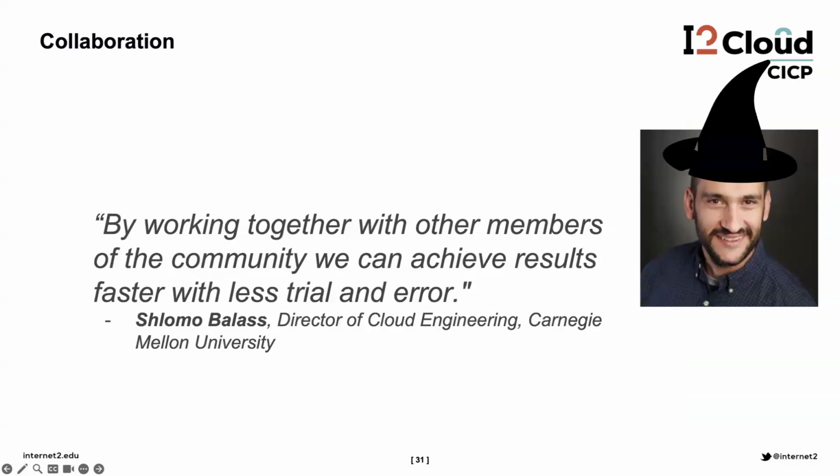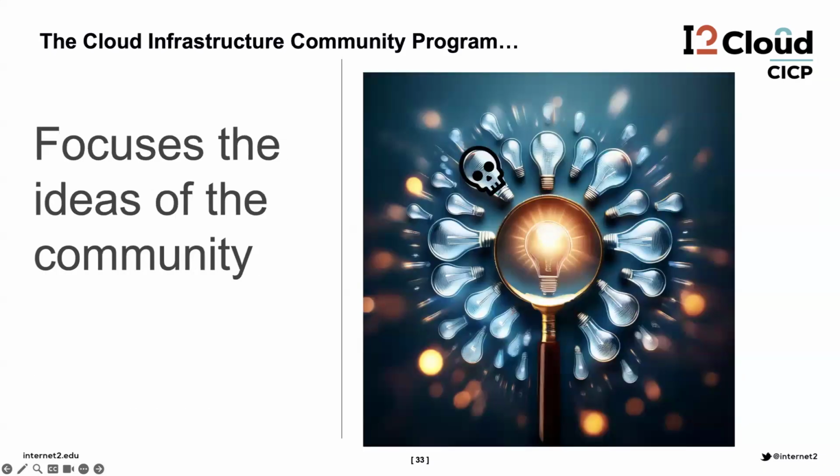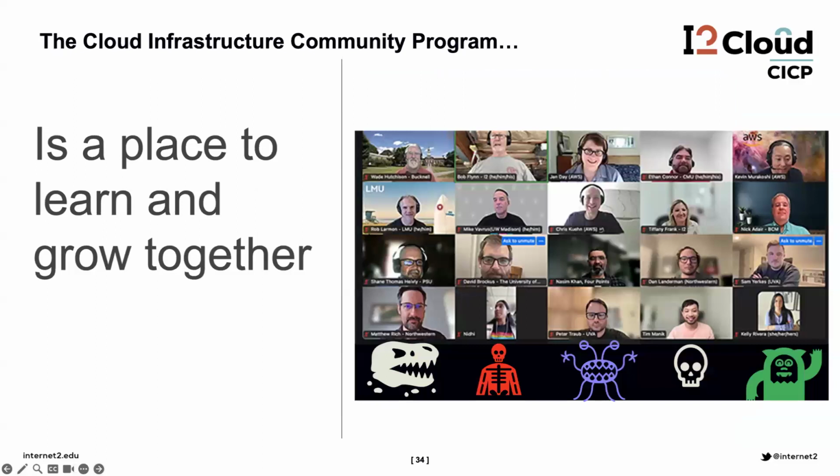So our colleague Shlomo Ballas from Carnegie Mellon talks about how the collaboration with the community helps them get past the trial and error stage through the help of their colleagues. So it's a dedicated place for conversations around these two platforms, AWS and Google Cloud. And it's a place where we can pull in the ideas of the community and we focus those ideas together. And it's a place where we learn and grow together.